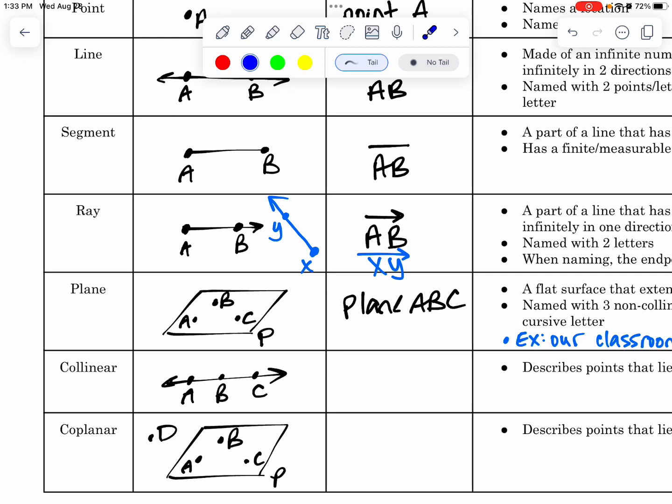Sometimes you'll also see a plane labeled with just a singular letter, not a point on the plane, but it'll have its own letter. So another way to name this would be plane P.